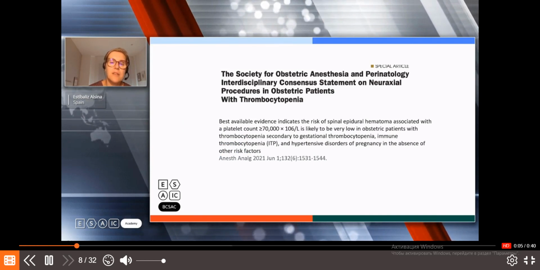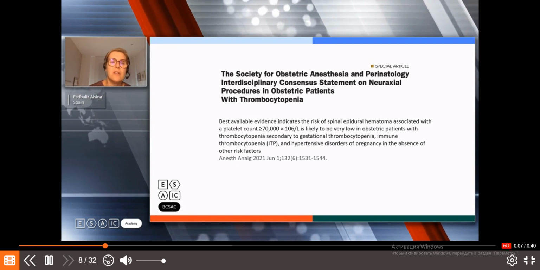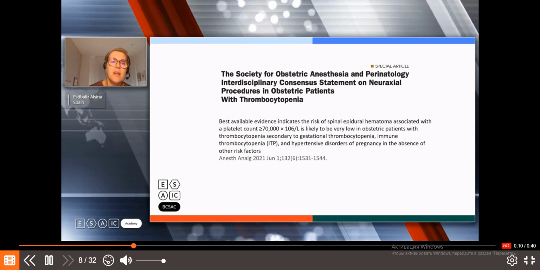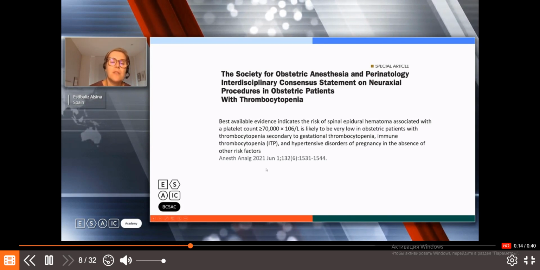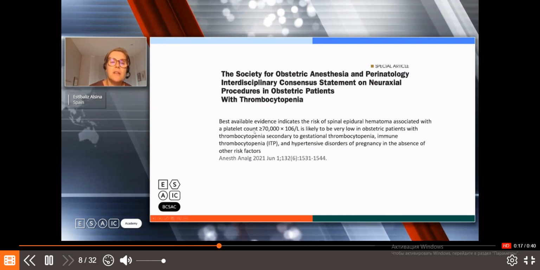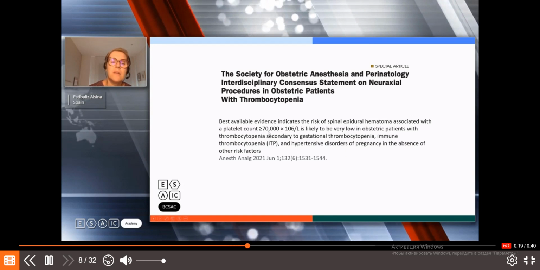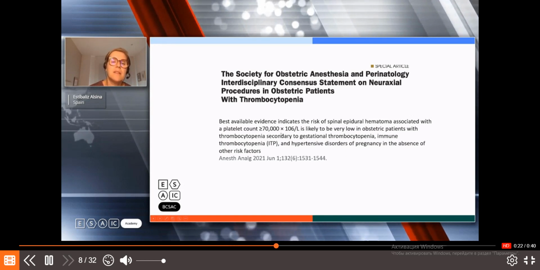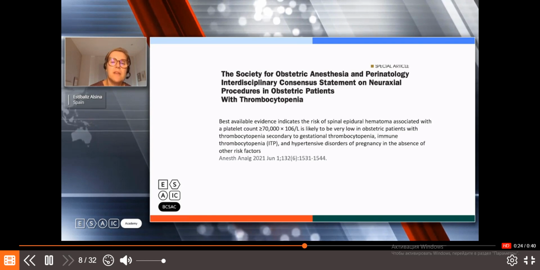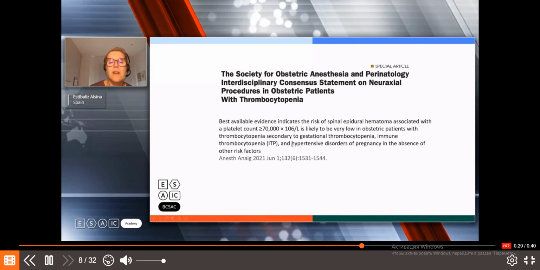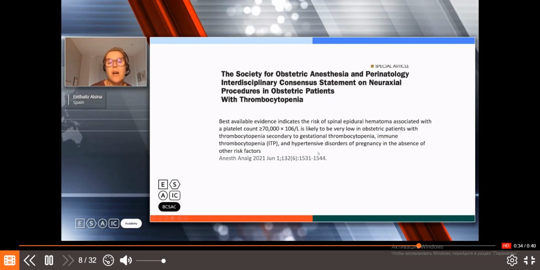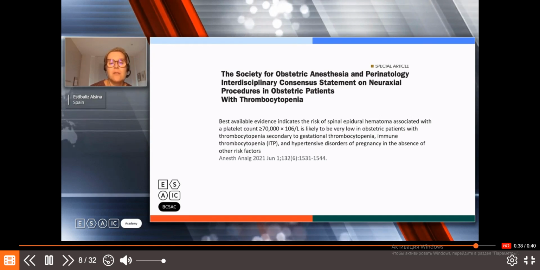You can see this in several society agreements. And this is the last one that I've found, Anesthesia & Analgesia 2021, which said over 70,000 platelets as the lower limit. Also, if the thrombocytopenia is secondary to gestational thrombocytopenia, immune thrombocytopenia, or hypertensive disorders, in the absence of other risk factors.